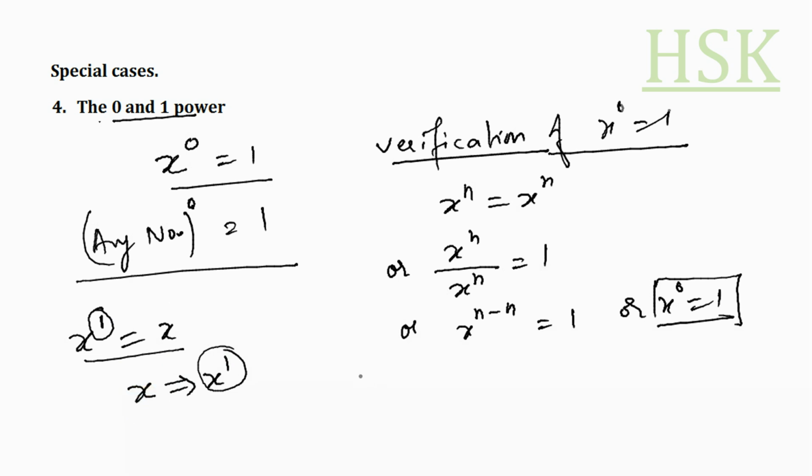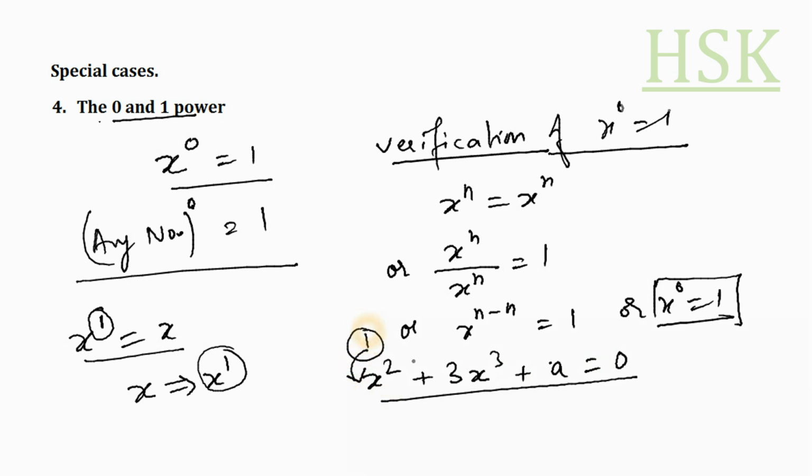Just like when we write an algebraic expression, for example, x square plus 3x cube plus a is equal to 0. Consider this equation. Here the coefficient of x square is 1. Here the coefficient of a is 1. We don't write 1x square or 1a. So whenever the power is 1, we don't represent the power. Actually, in a deeper sense, this means that the power is equal to 1.